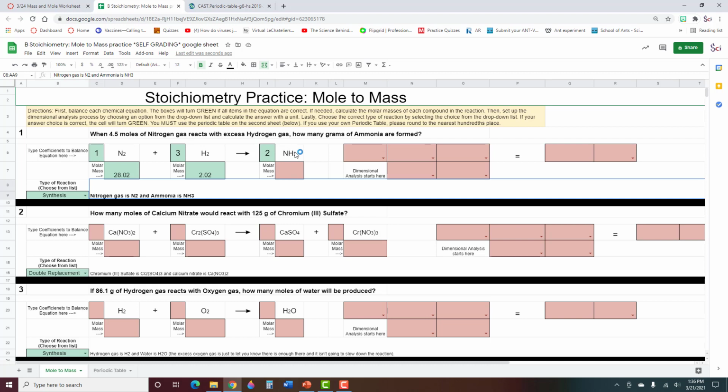Again, no units. And then NH3 is 14.01 plus 3.03, which would be 17.04. And then when those turn all green, you can go on to the problem.